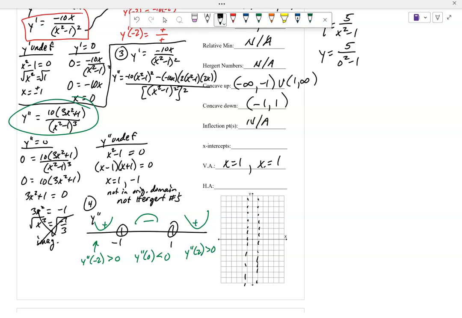Do I have any x-intercepts where y is 0 in the original function? Well, I multiply both sides by x squared minus 1. 0 is not equal to 5, so I don't have any x-intercepts on this. Do I have any y-intercepts?